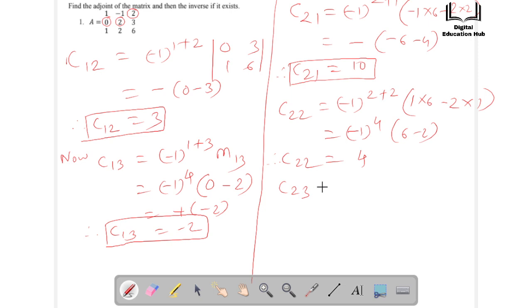So similarly we can find out C23 also. So minus 1 raised to 2 plus 3 with its minor value, that is the minor for this 3, and that would be 1 into 2 minus 1 into 1. This is negative since minus 1 raised to odd number, 2 minus 1, that comes to minus 3.